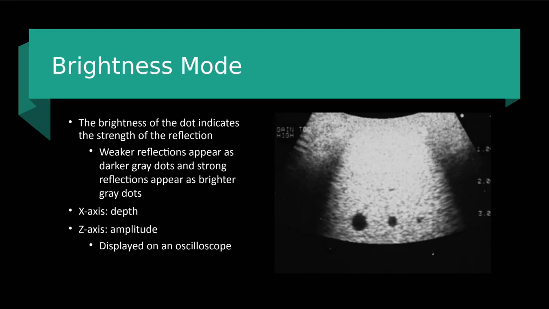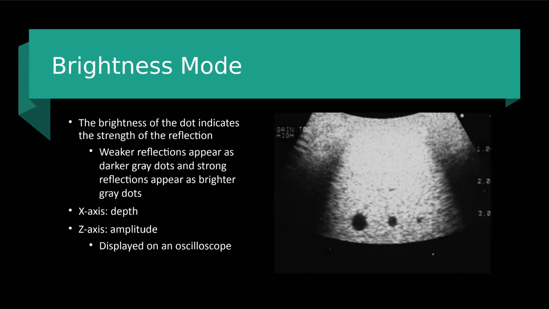So this is very computer-based information here. The brightness of that dot that is going to be processed and displayed on this mode is going to indicate the strength of that reflection that came back into the transducer. So weaker reflections are going to appear as darker gray dots, right? So these are going to be our hypoechoic structures, and our stronger reflections are going to appear as brighter gray dots. So this is really just talking about the brightness of those reflections, really nothing less. Now here we don't have an x-axis and a y-axis.